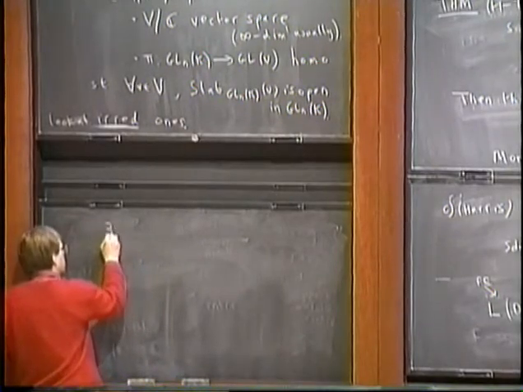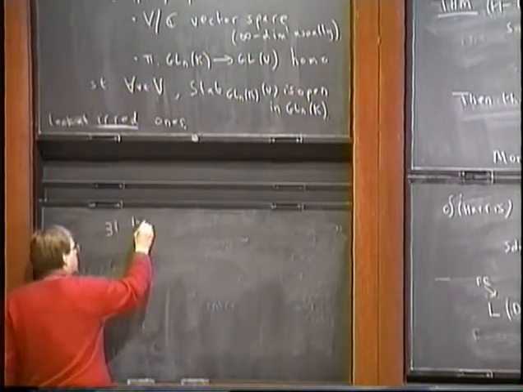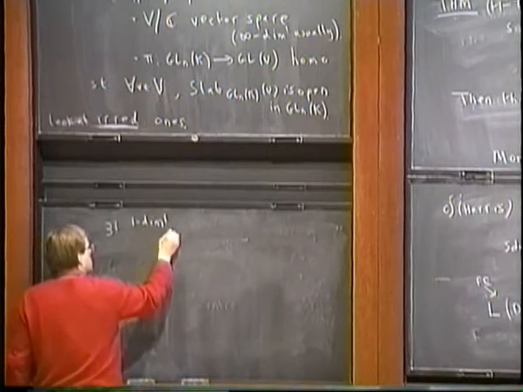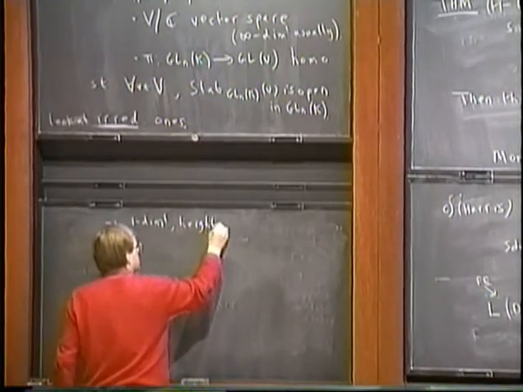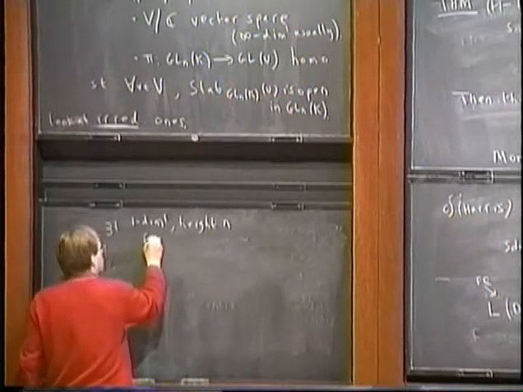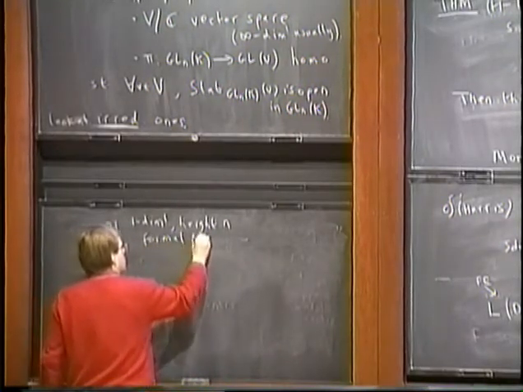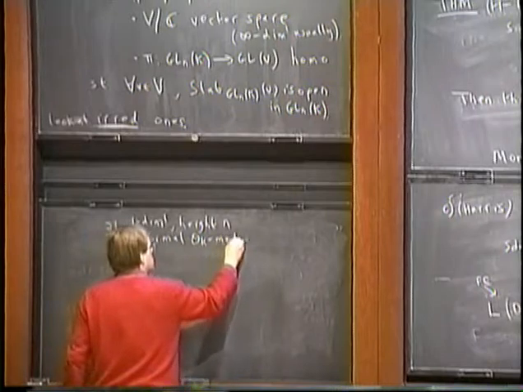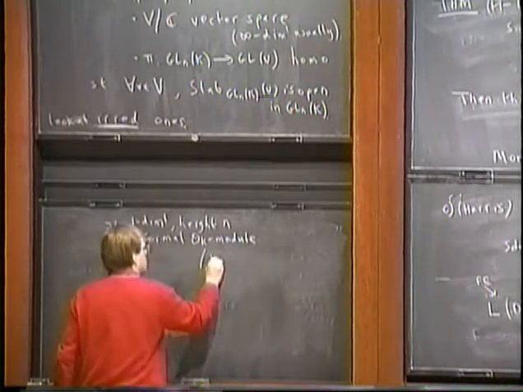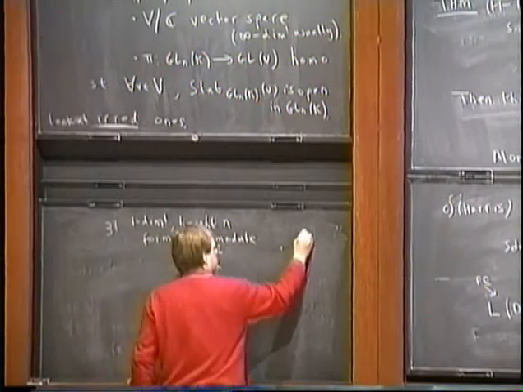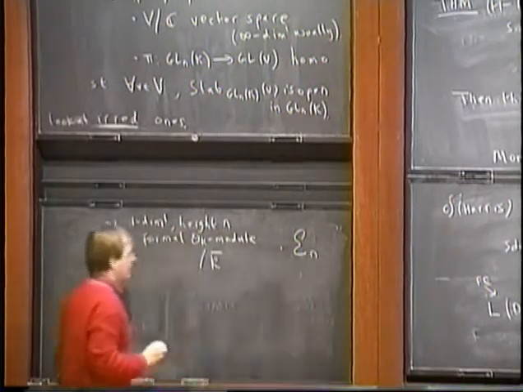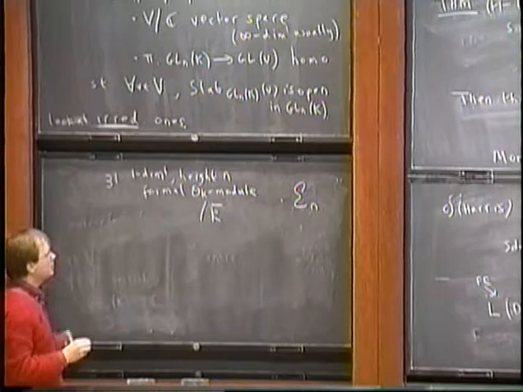There's a unique one-dimensional height n formal OK module over the algebraic closure of the residue field of K, which I will call sigma n. And I want to consider the deformation theory of sigma n.